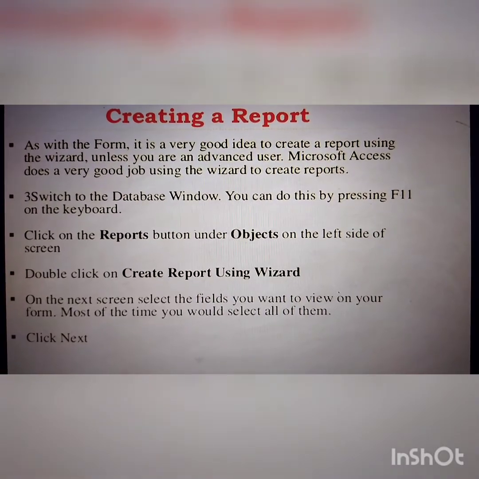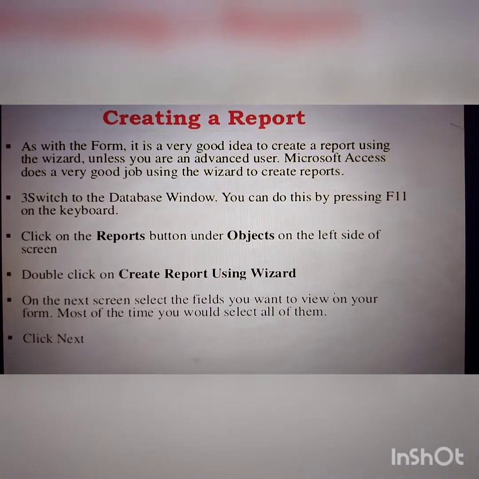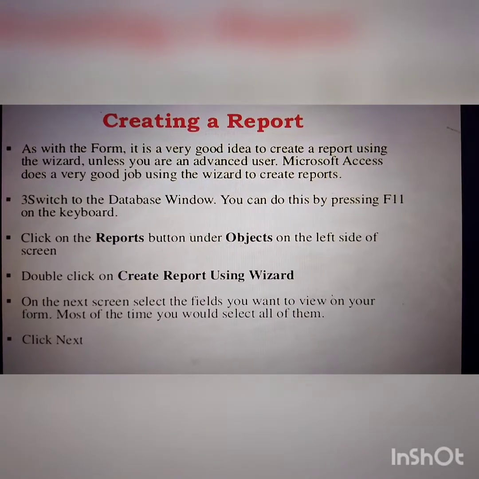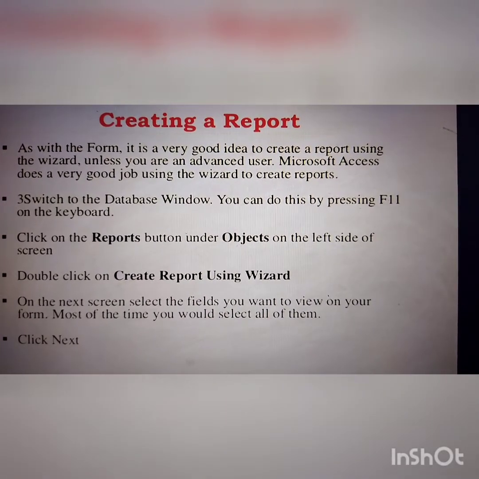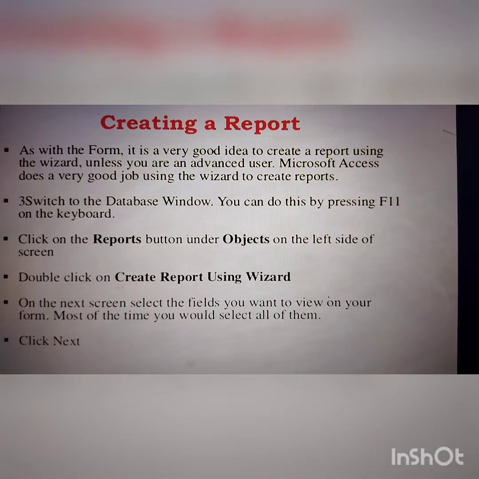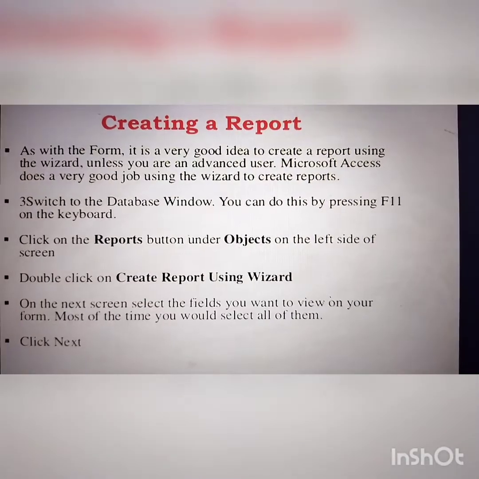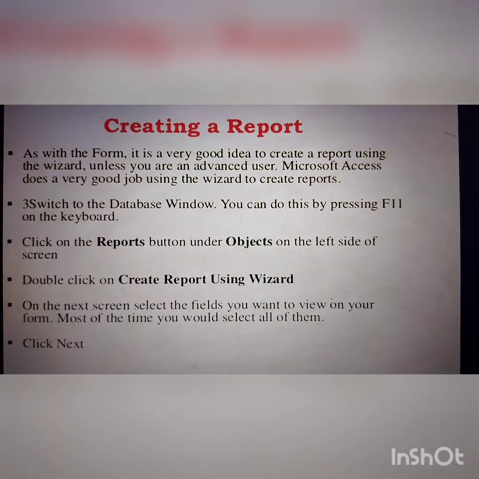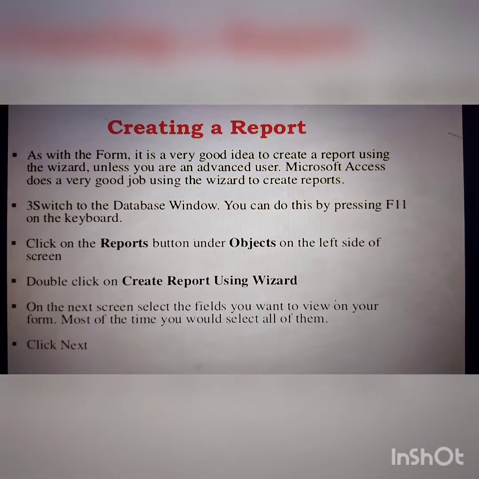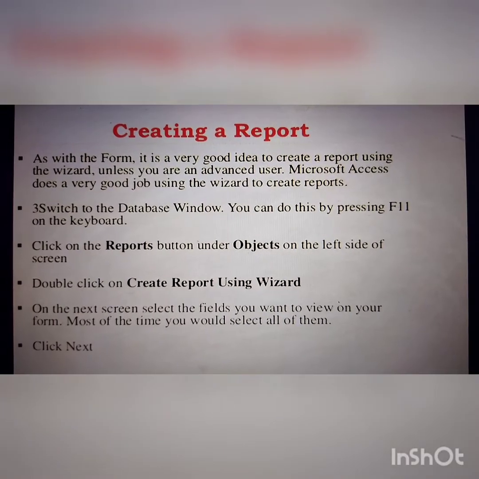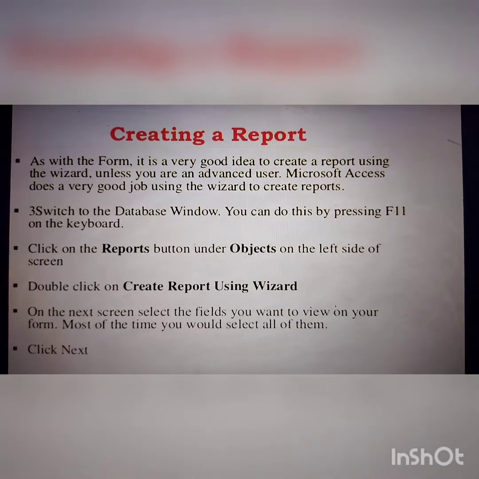So switch to the database window. You can do this by pressing F11 on the keyboard. So click on the Reports button under Objects on the left side of the screen. So double click on Create report using wizard. Then on the next screen, select the fields you want to view on your report. Most of the time you will select all of them.